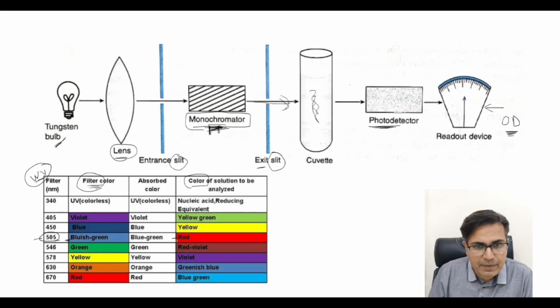So this table shows which color is developed and which color filter or monochromator we will keep, and so which wavelength of light will be passed. Again I am telling you, we will pass that wavelength of light which has maximum absorbance in a particular colored solution.